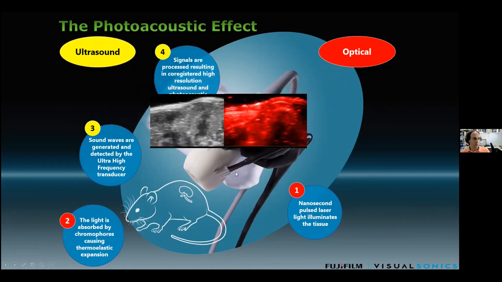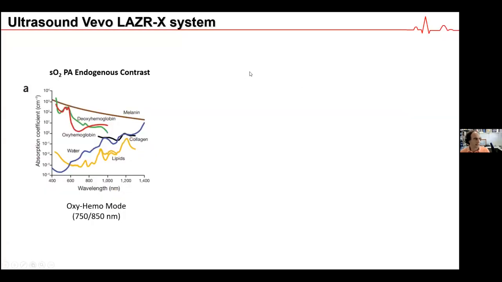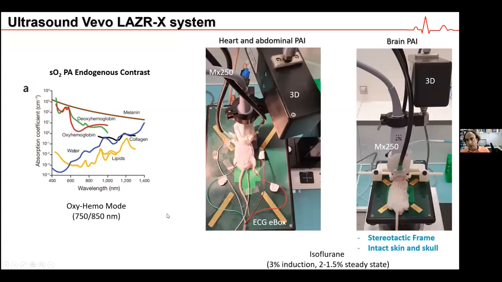After some signal processing, it gives you two different images, one from ultrasound to get anatomical data, and one from optical to get molecular data. But you will ask what we can use photoacoustic for. We can detect endogenous contrast. If you set up the laser at different wavelengths, here you have the wavelengths on the axis and here the absorption coefficient. If you set up the laser at 750 and at 850, you will be able to discriminate between total hemoglobin, deoxyhemoglobin, and oxyhemoglobin. So you will have access, in real time, to the oxygen saturation in some organs.